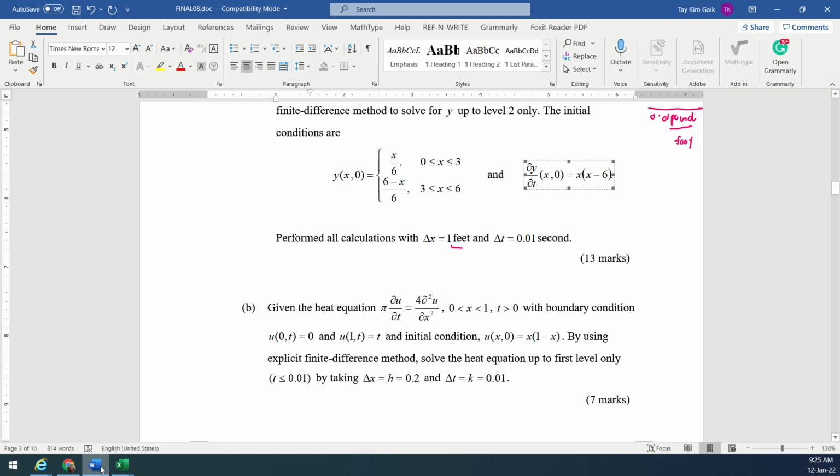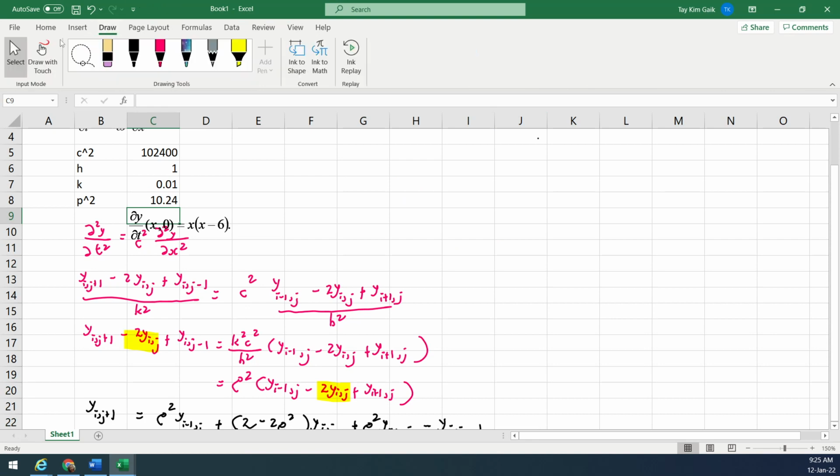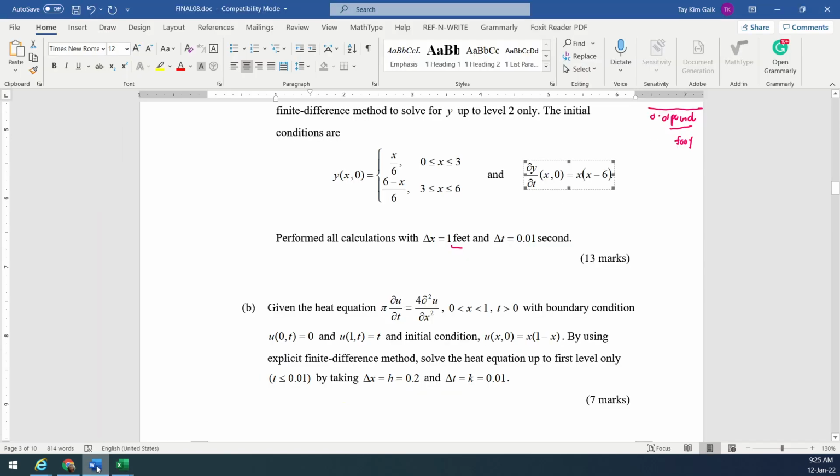Nothing. So x minus 6. You have del y del t. Okay, this is at x, 0, meaning when t is 0 it is equal to x minus 6. X minus 6.